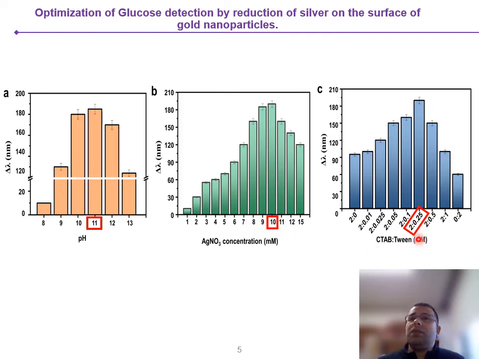And also we mixed two surfactants, CTAB and Tween 20, and we found that the ratio of CTAB to Tween 20 is 2 to 0.25 millimole.